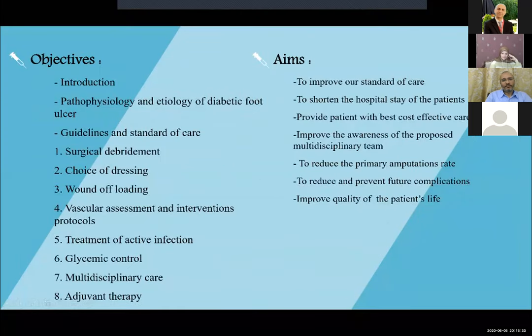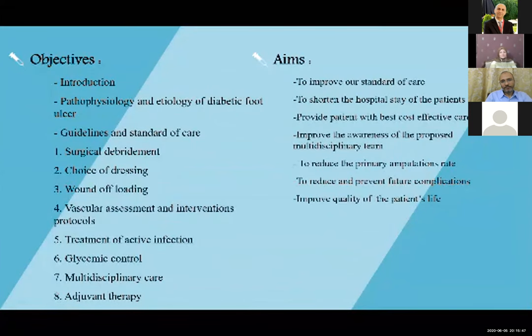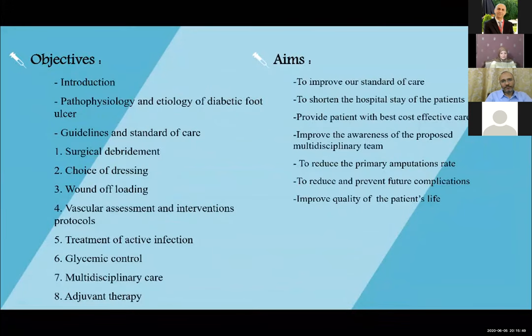The main objectives of the guidelines: this topic is about the introduction, the pathophysiology and the etiology of the diabetic foot ulcer. And guidelines on the standard of care: I will talk about surgical debridement, choice of the dressing, clothing, vascular assessment and intervention protocols, treatment of active infection, glycemic control, multidisciplinary care, and adjuvant therapy.